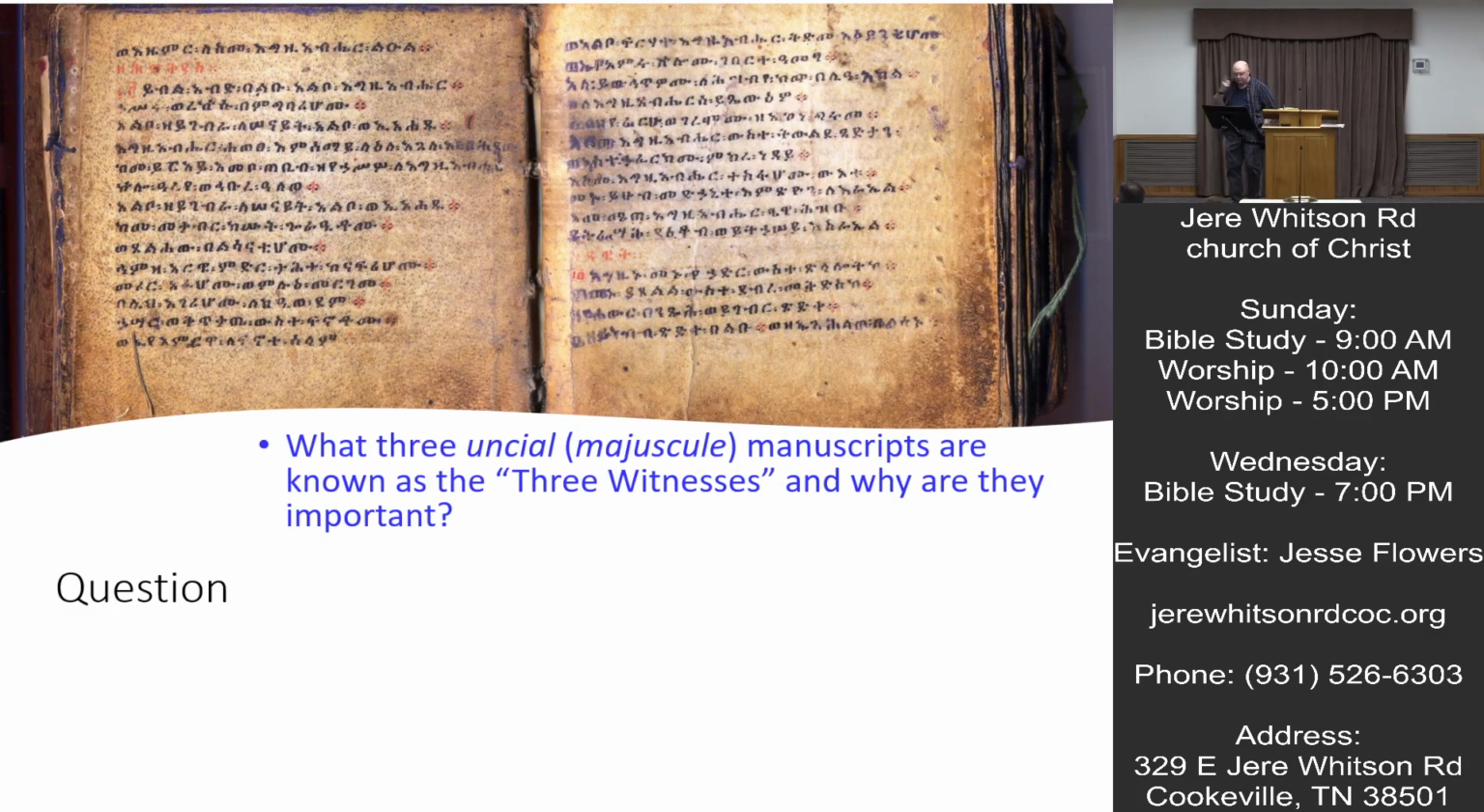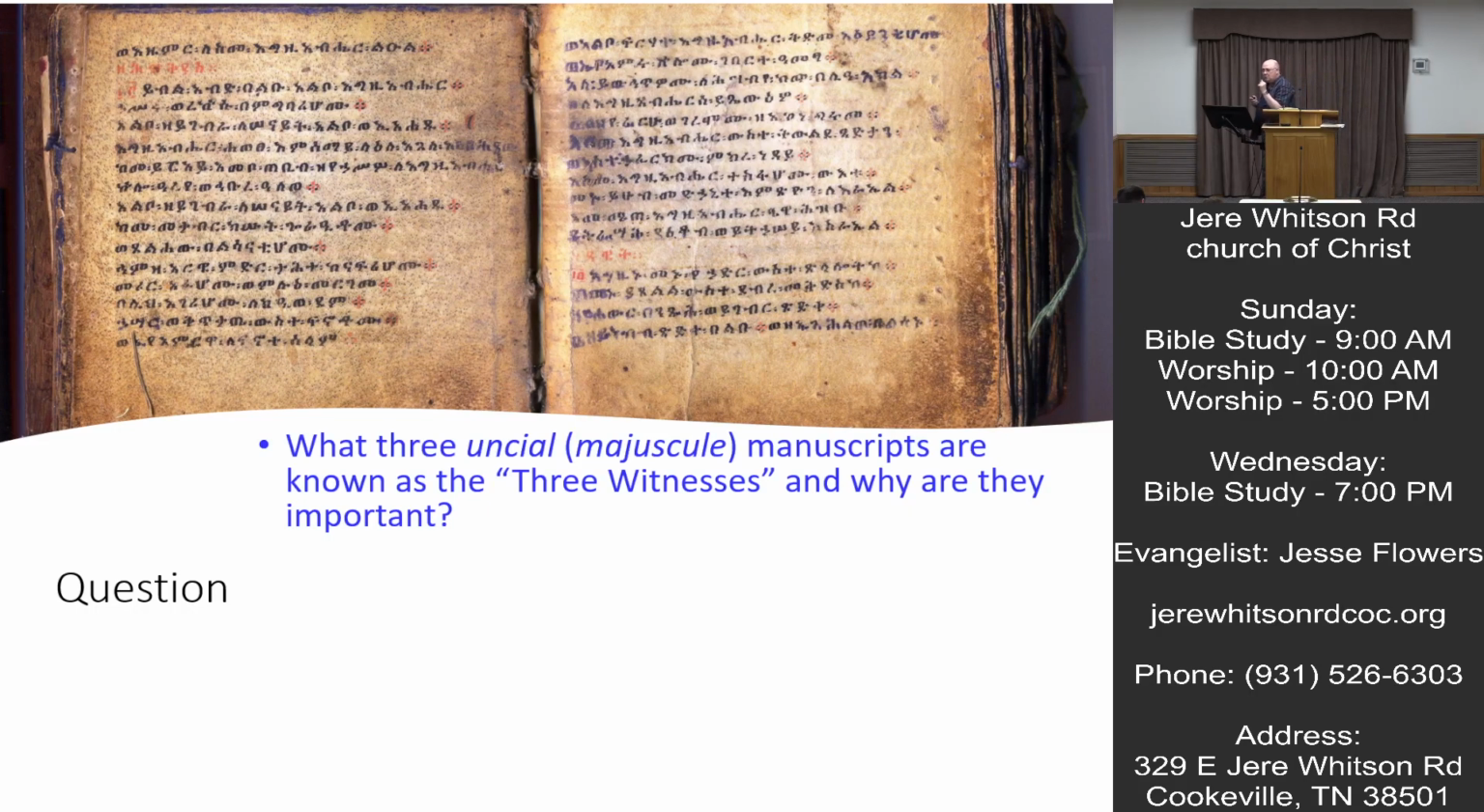So Kyle Pope talked about 3 specific uncial or majuscule manuscripts that were known, they're called in the text criticism world, the 3 witnesses. So what are those 3 witnesses, and why are they important? Now, 2 of them we're not going to talk about very much, or we'll mention them a couple of times, and then we're going to talk about the 3rd one, which is very important.